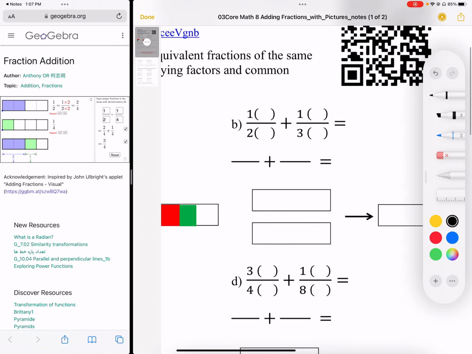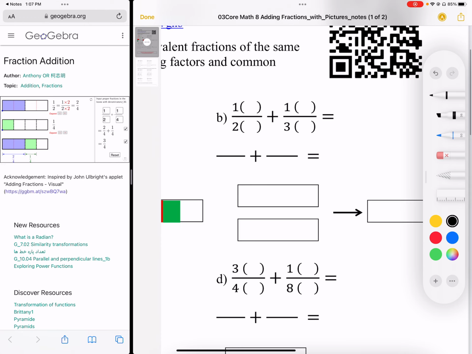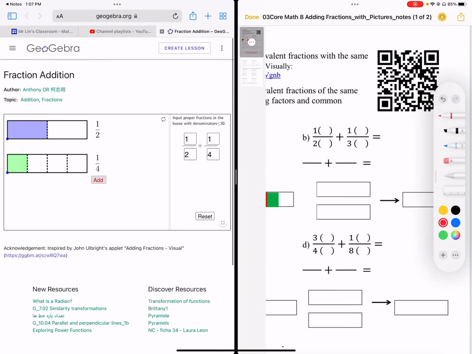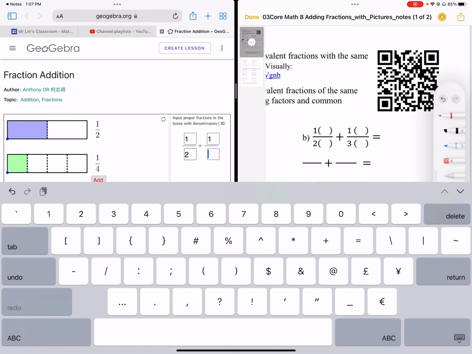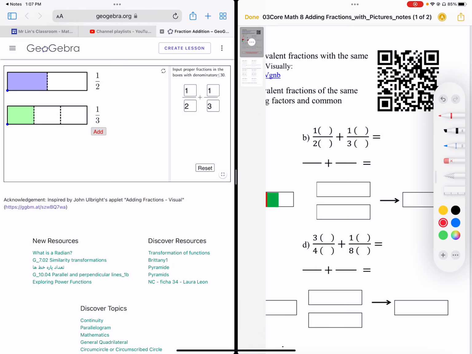So looking at example B, we have a 1/2 fraction and a 1/3 fraction. So I'm just going to do it over here. So I'm going to reset. And I'm going to have 1/2 plus 1/3. I'm going to see what that looks like. And we're going to do 1/2 plus 1/3. So we're going to add these together. We're going to expand the first fraction into 6. And we're going to expand the second fraction into 6.